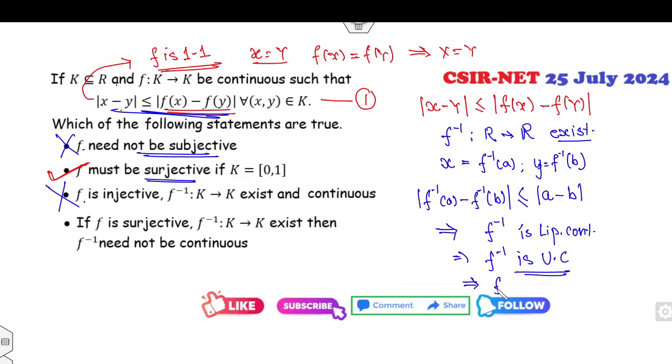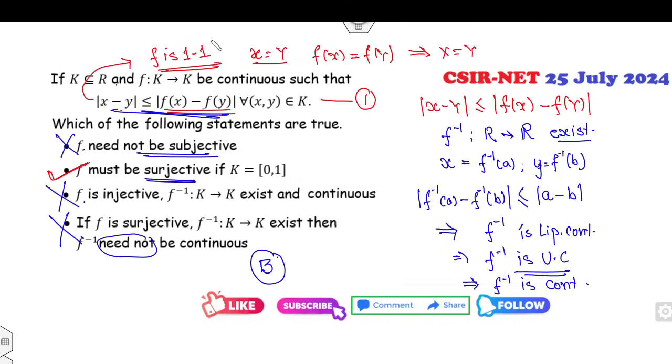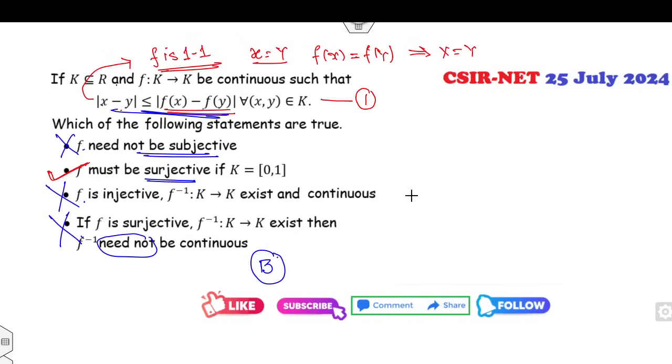If f inverse is uniformly continuous, that means f is continuous. But it said f need not be continuous. This option is cancelled. Only right option is B, that is the correct answer of this problem. So you can see a very simple approach, but you must watch out for the PYQ question of continuity and uniform continuity. Okay, if some students are confused about the second part, I can re-explain what is given to you.